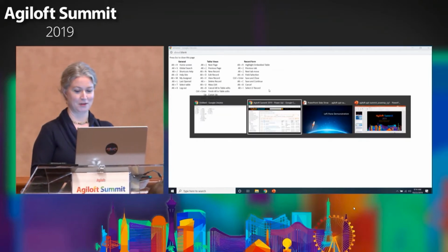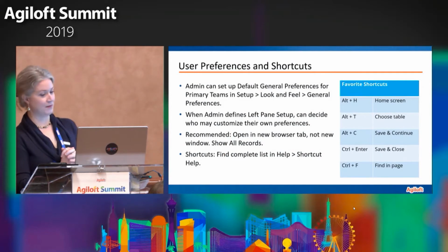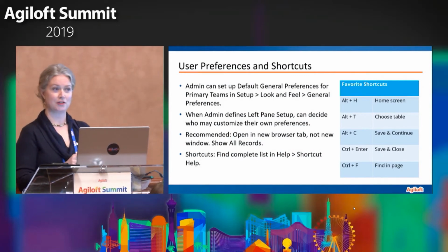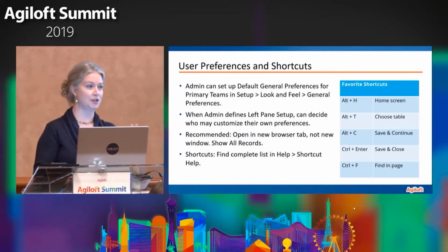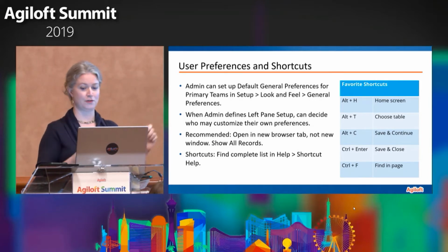I'm going to flip back to PowerPoint now, and I can show you some of those in a slightly easier to see area. So Alt-H, if you're a power user, will take you right back to your home screen. If you're using your mouse, you can always click on home and it'll show you your default dashboard. But if you do Alt-H and want to stay on the keyboard, that's where it'll take you.